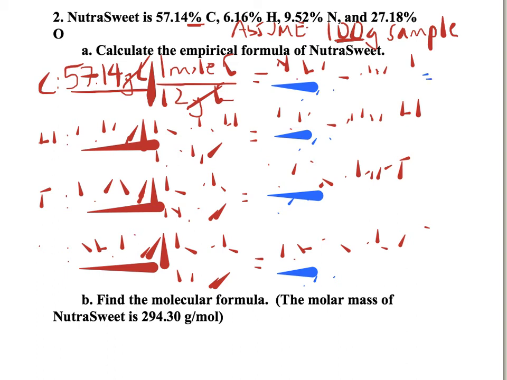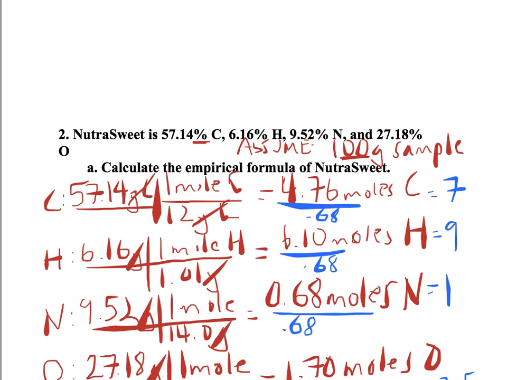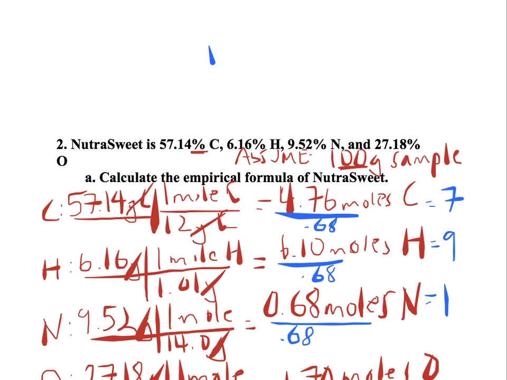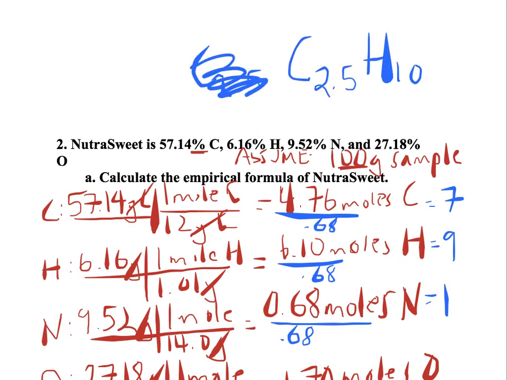And now I'm going to get some values of 7, 9, 1, and 2.5. Great, except I have a decimal down here. We never in a chemical formula see a decimal. You never see something that looks like this. You never see C2.5, gosh, that looks ugly, C2.5 H10. We never have decimals. We always have whole numbers.